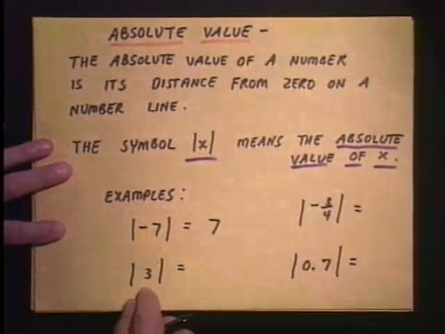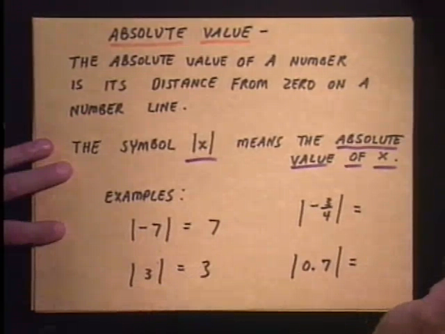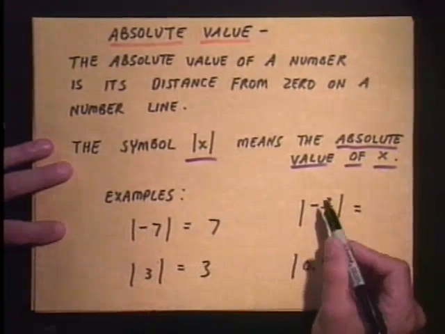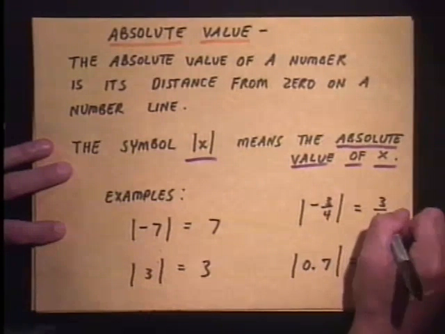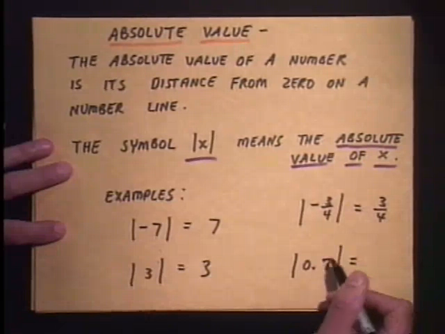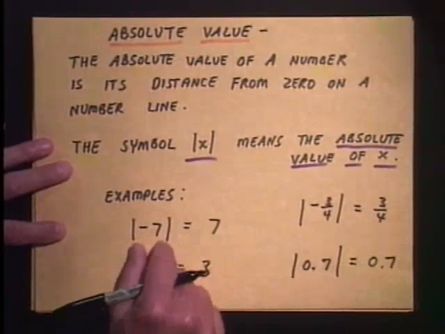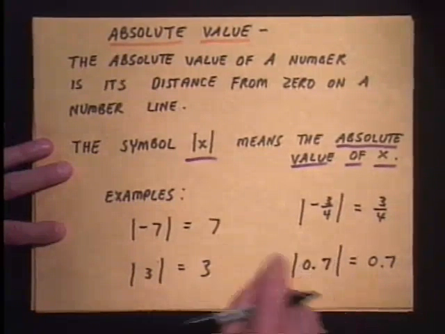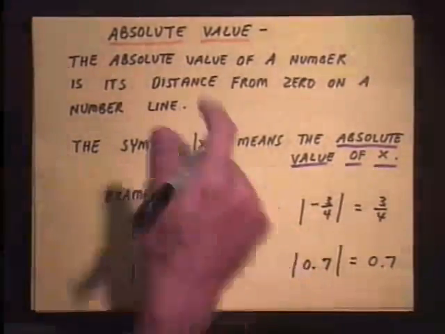The absolute value of 3, the distance of 3 from 0 on the number line, is 3. The fraction negative 3/4, its absolute value, its distance from 0, is 3/4. And the absolute value of this decimal 0.07 from 0 would be, well, 0.07. So do y'all see that when you take the absolute value of a number, it always comes out to be positive?